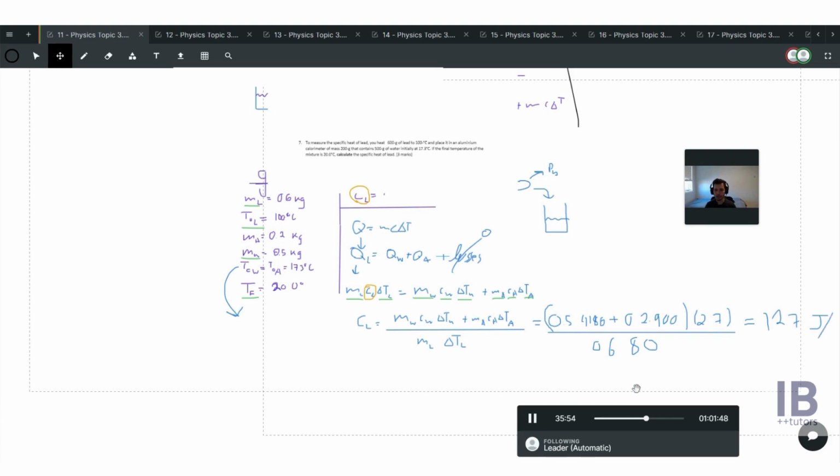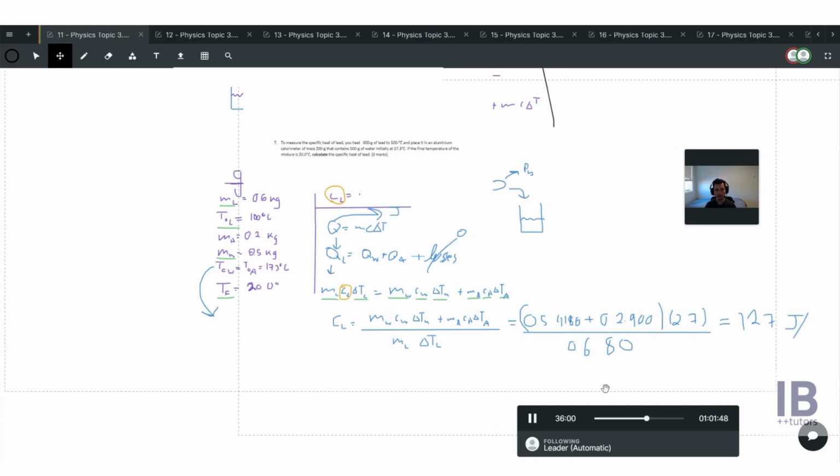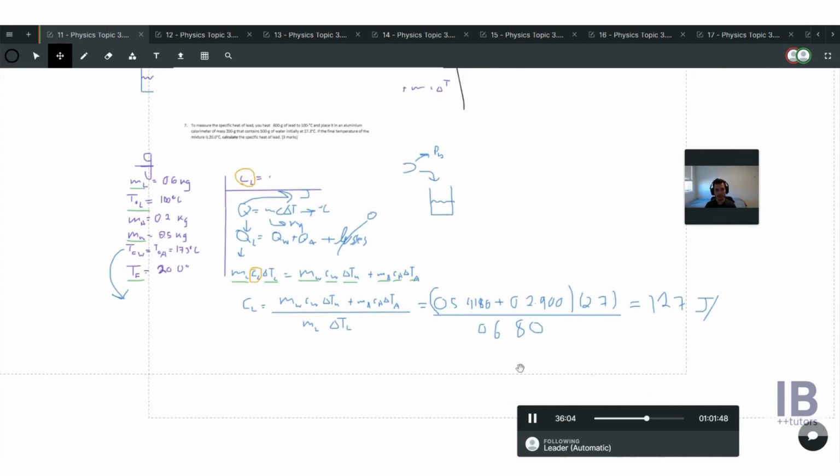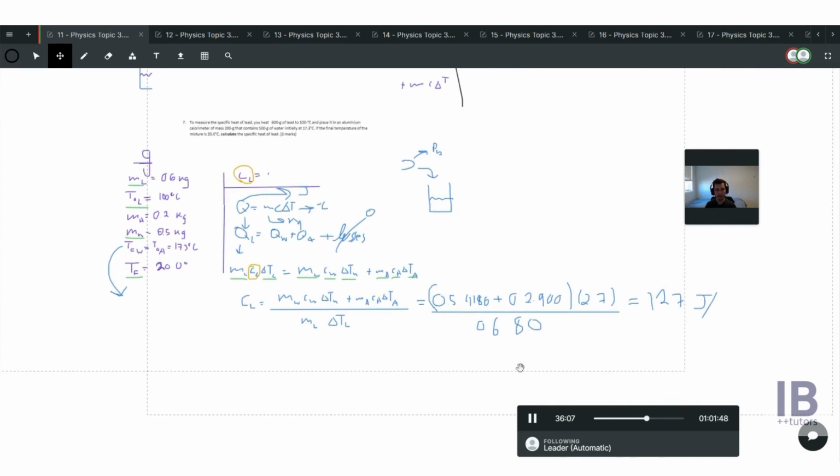Joules per. So look back at the equation. You know that Q is going to be joules, and you know that M is kilograms. You know that delta T is degrees Celsius. So to get joules, you're going to have to divide by kilogram and divide by degrees Celsius. Does that make sense? Joules per kilogram Celsius.